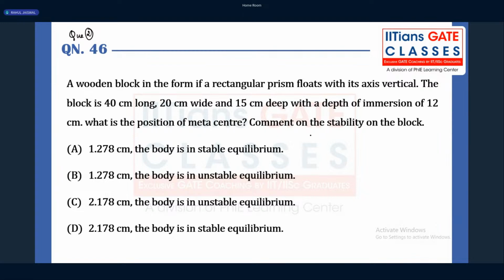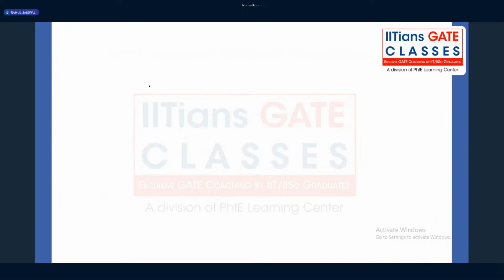First of all, I'm just making the diagram for you to understand. So first of all, there is a cubical block.